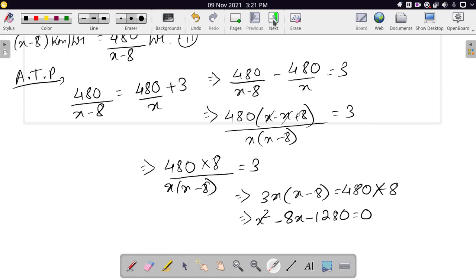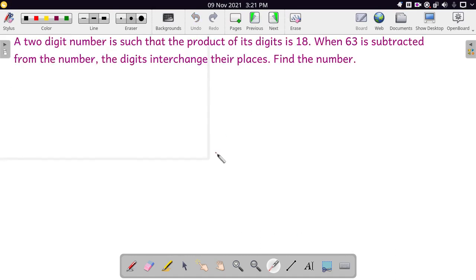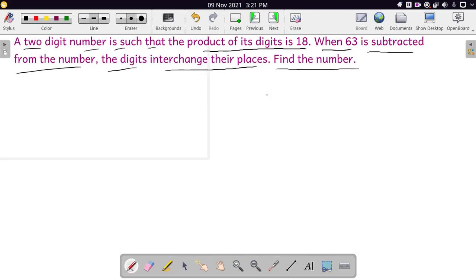This question is done. Let us move on to the next question. Let us see what we have in the next question. The next question says a two digit number, like 24 or 38, is such that the product of its digits is 18. When 63 is subtracted from the two digit number, the digits interchange their places. Find the number. We need to find the two digit number.